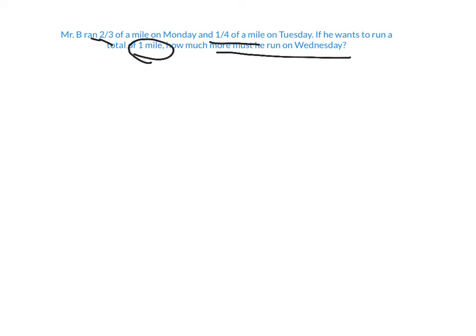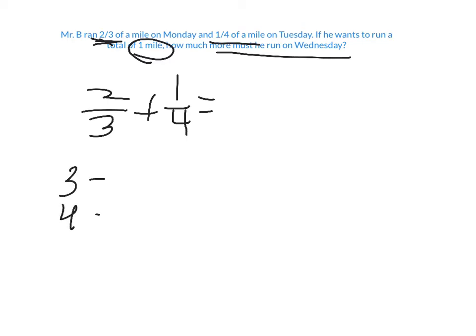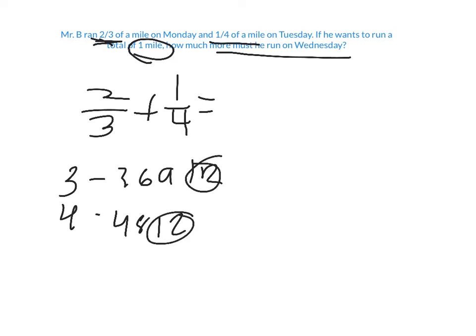So I'm going to start by adding my 2/3 and my 1/4, because that's how much I've already run. 2/3 plus 1/4. Now I need to find my LCM. Multiples of 3: 3, 6, 9, 12. Multiples of 4: 4, 8, 12. My LCM is 12, so my answer is going to end up in twelfths.